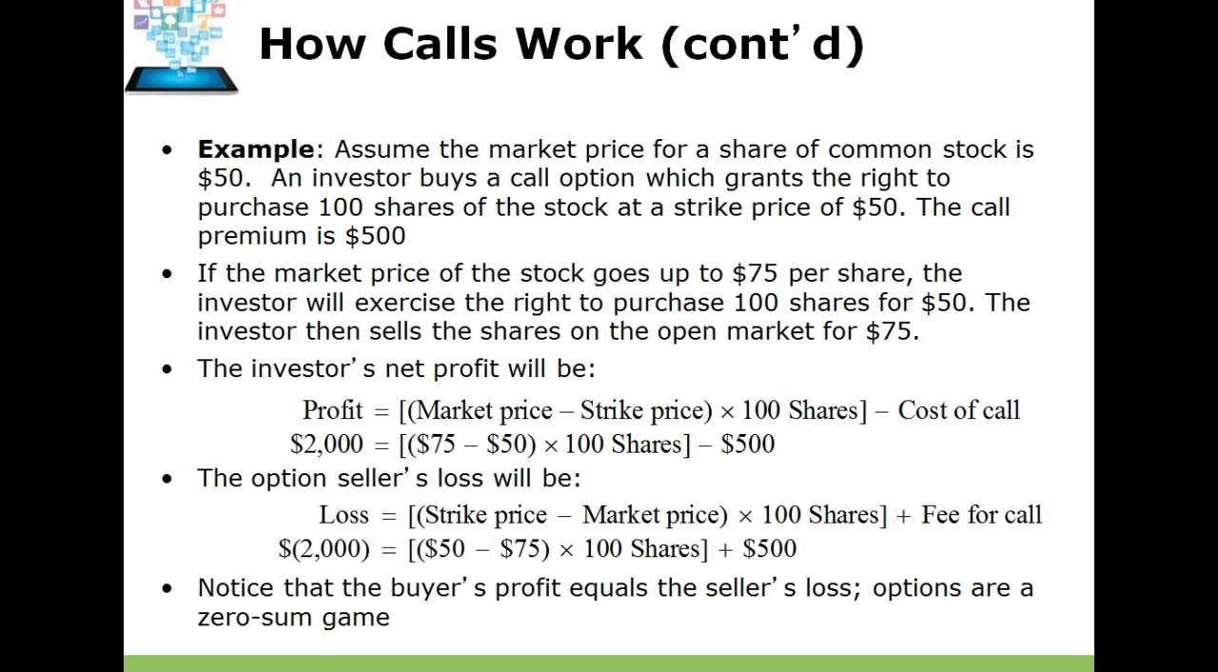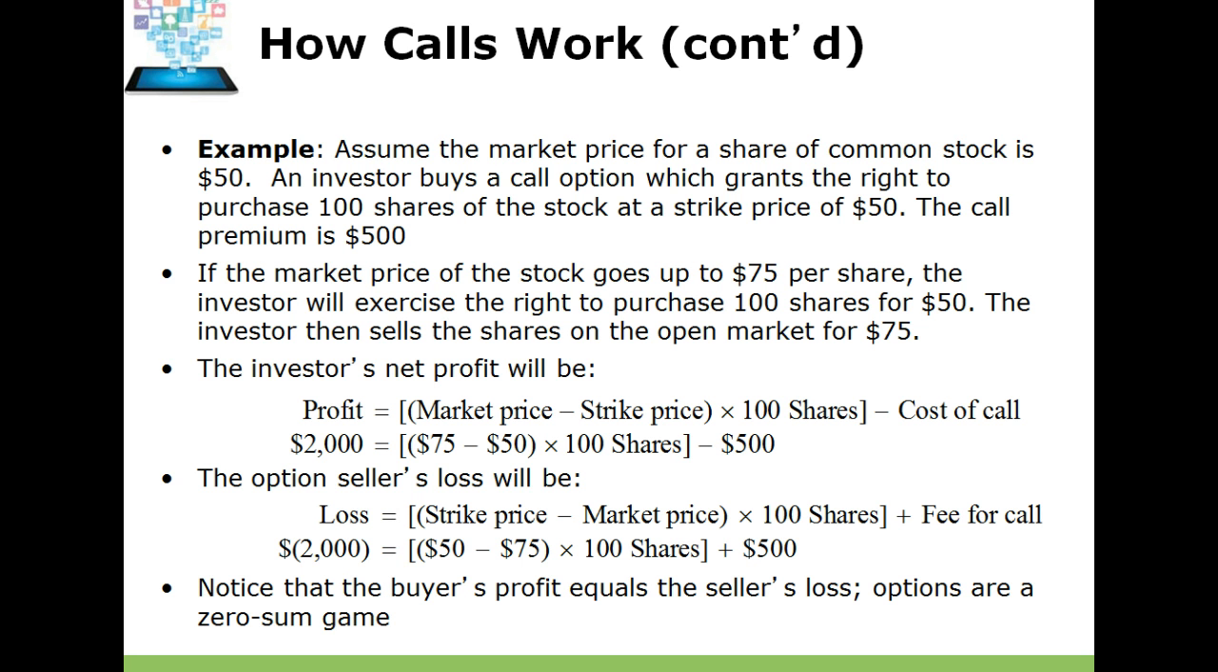So the profit would be the market price, the $75, minus the strike price, 50, times 100 shares, because one contract's 100 shares, minus the premium price, which is 500. So in this case, the profit would be $2,000 for the call option buyer.